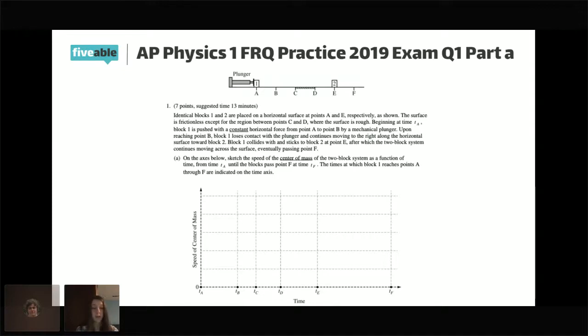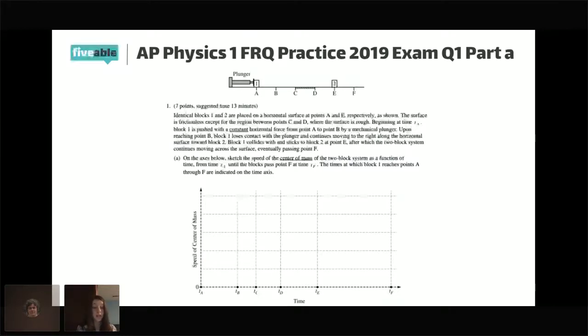So you really have to pay attention to those units on the graph. So the first thing I would do when approaching this is just break it down into sections. It tells us from time A to time B that it's going to be a constant net force. There's going to be that external net force from the plunger that's causing motion. So we're going to have a constant acceleration.